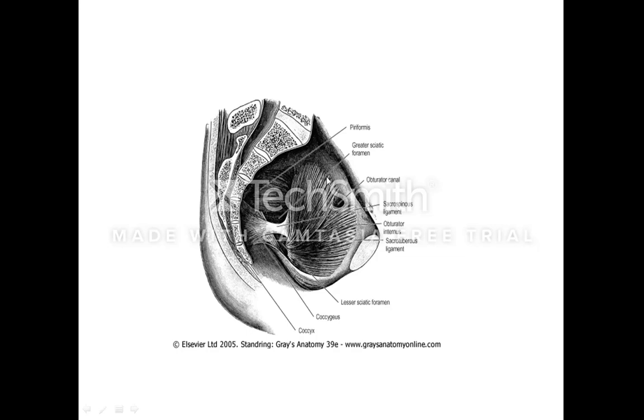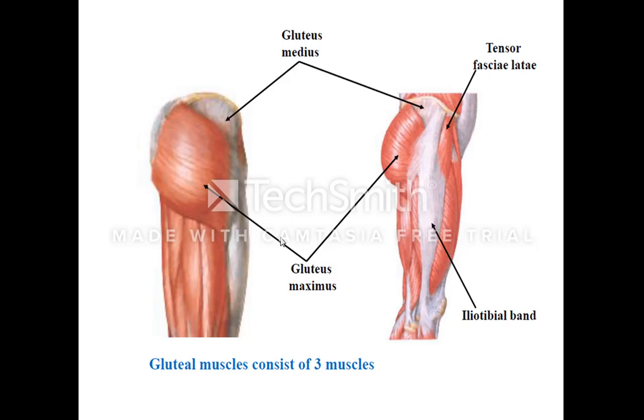As we see here from inside, this is the sacrospinous ligament. This is the sacrotuberous ligament. This is the greater sciatic foramen, and this is the lesser sciatic foramen. So we have talked about the fibrous structures of the gluteal region.